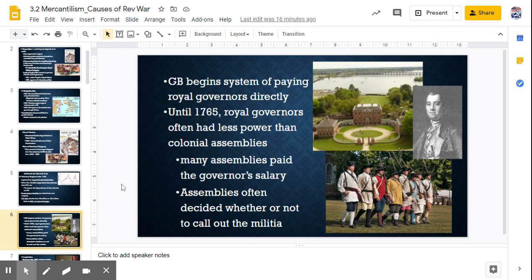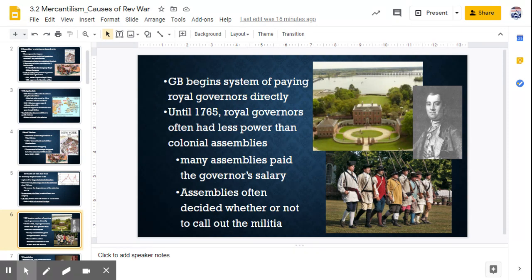Another thing to understand about how the colonies functioned relative to England is that every colony by the 1760s is a royal colony. It has a royal governor, and that person is appointed by the crown. And until 1765, if you were the royal governor of pretty much every colony except maybe Virginia, your salary came from the assembly. So local peoples were taxed by the assembly, and that money was paid to the royal governor.